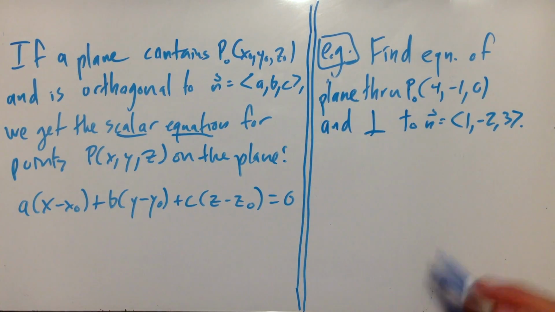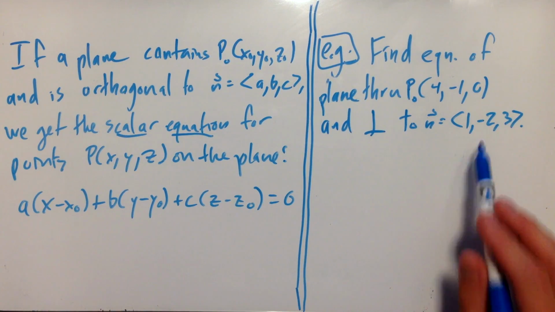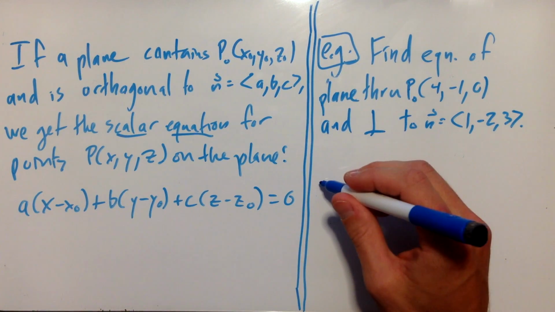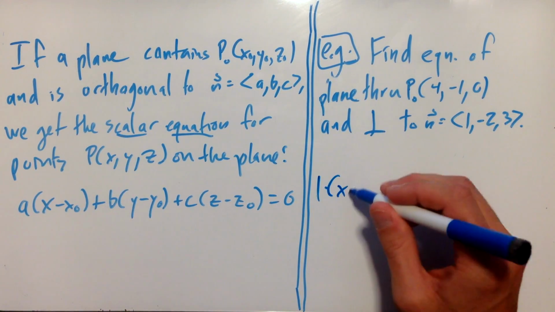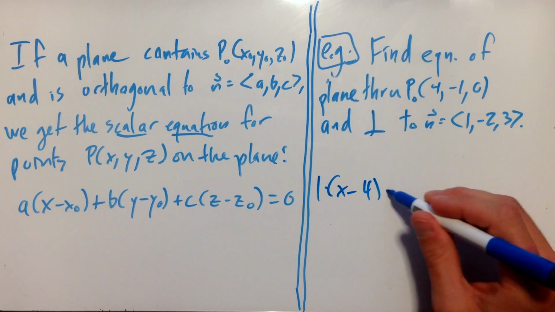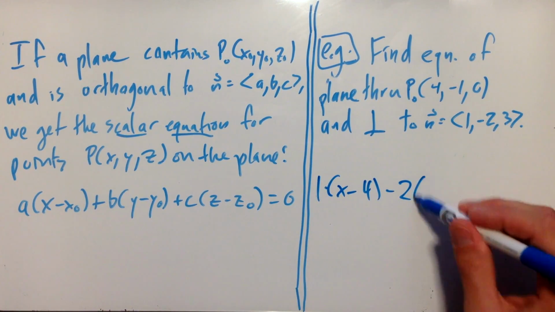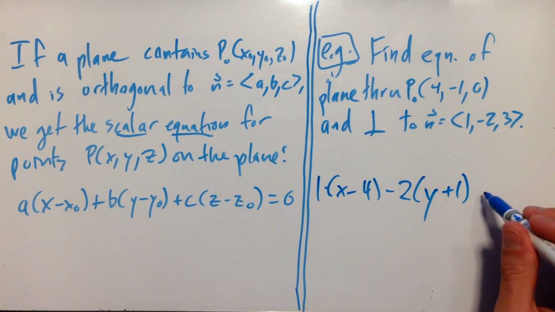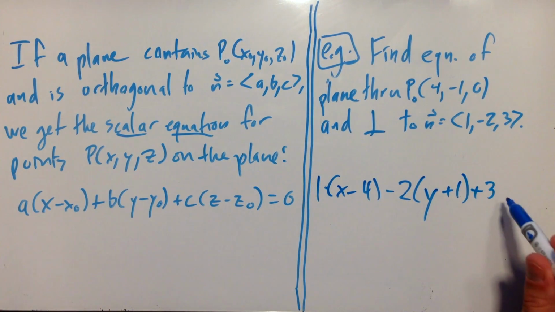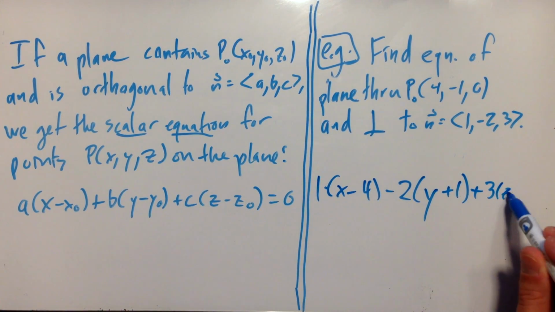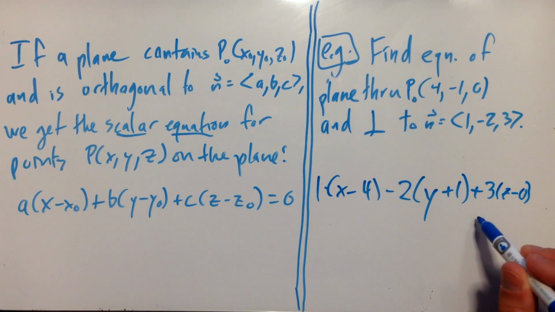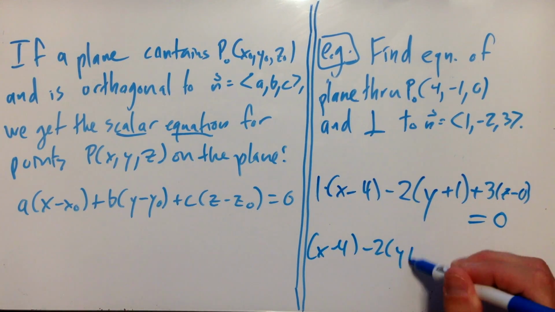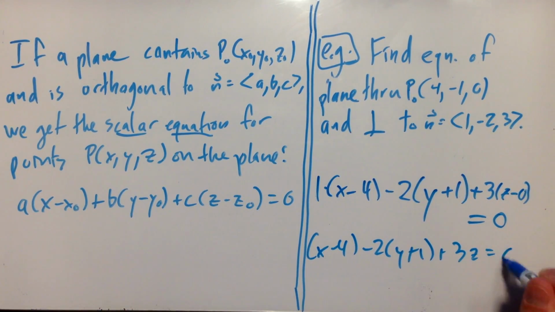Great. So let's find an equation of the plane through (4, -1, 0), perpendicular to (1, -2, 3). Well, a is 1, x0 is 4, so we get x minus 4. b is -2, so minus 2 times (y minus negative 1), so y plus 1, plus 3, c is 3, times (z minus 0), and that's equal to 0. And simplifying, we have (x minus 4) minus 2(y plus 1) plus 3z is equal to 0.